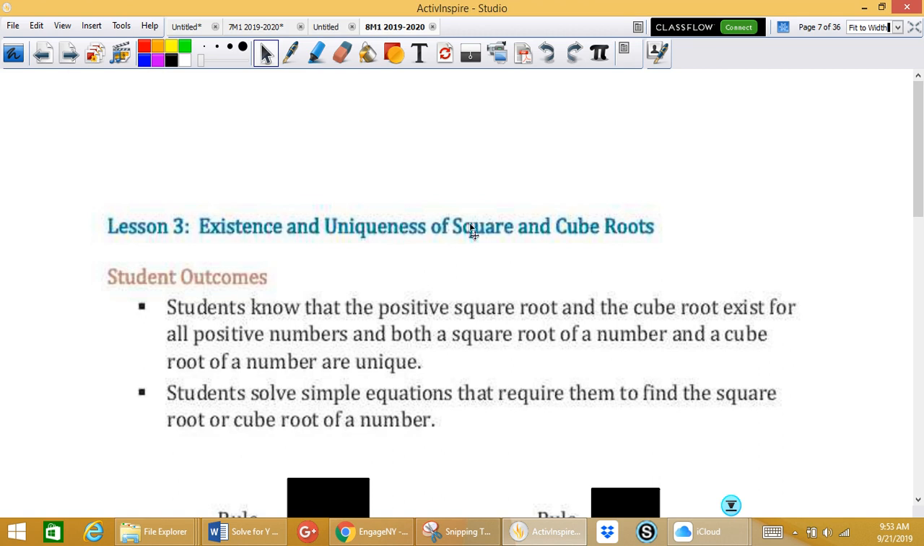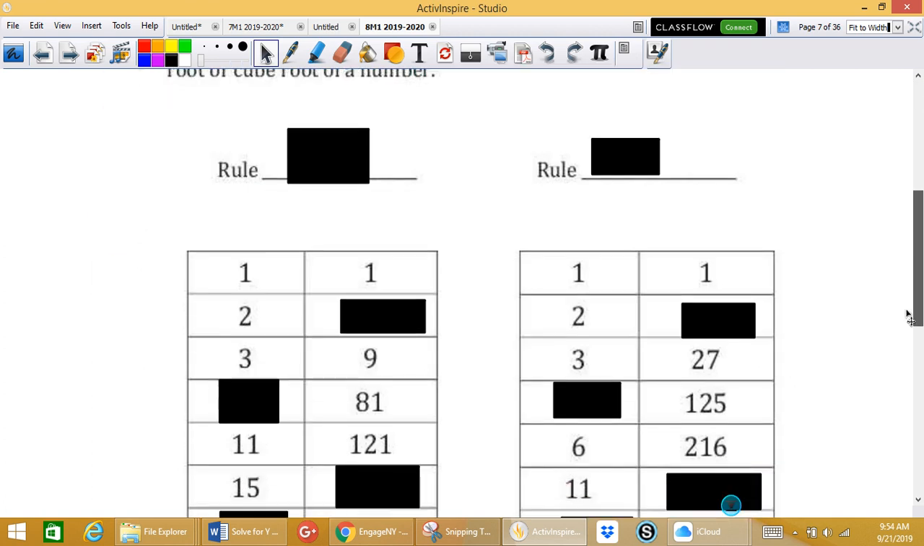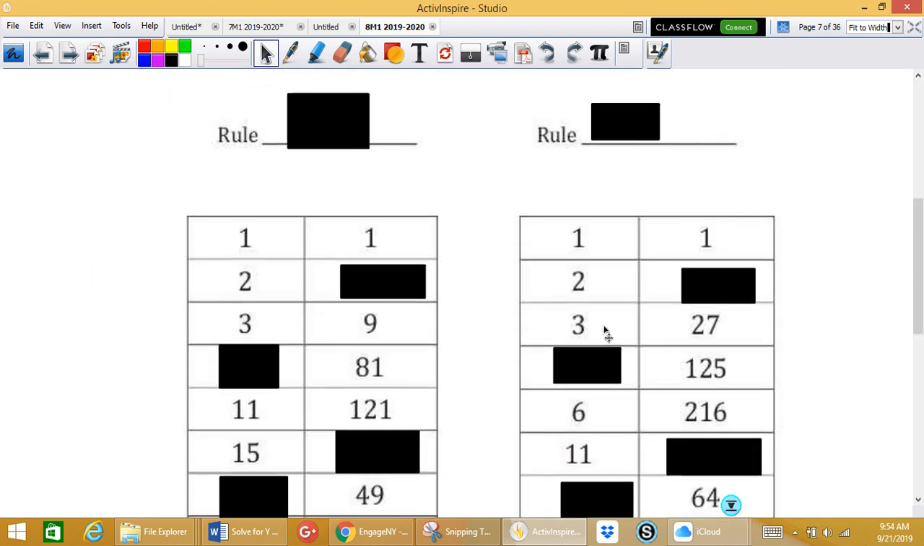Existence and uniqueness of square and cube roots. Students know that positive square roots and cube roots exist for all numbers, and both the square root of a number and a cube root of a number are unique. Students solve simple equations that require them to find the square root or cube root of a number. So we're going to take a look at some rules, see if we can determine them.